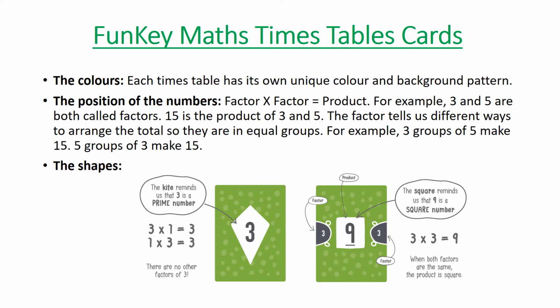In this example here, we can see that 3 and 3 are the factors, which tell us that it is a square number because both factors are the same. And when both factors are the same, the product is a square number.